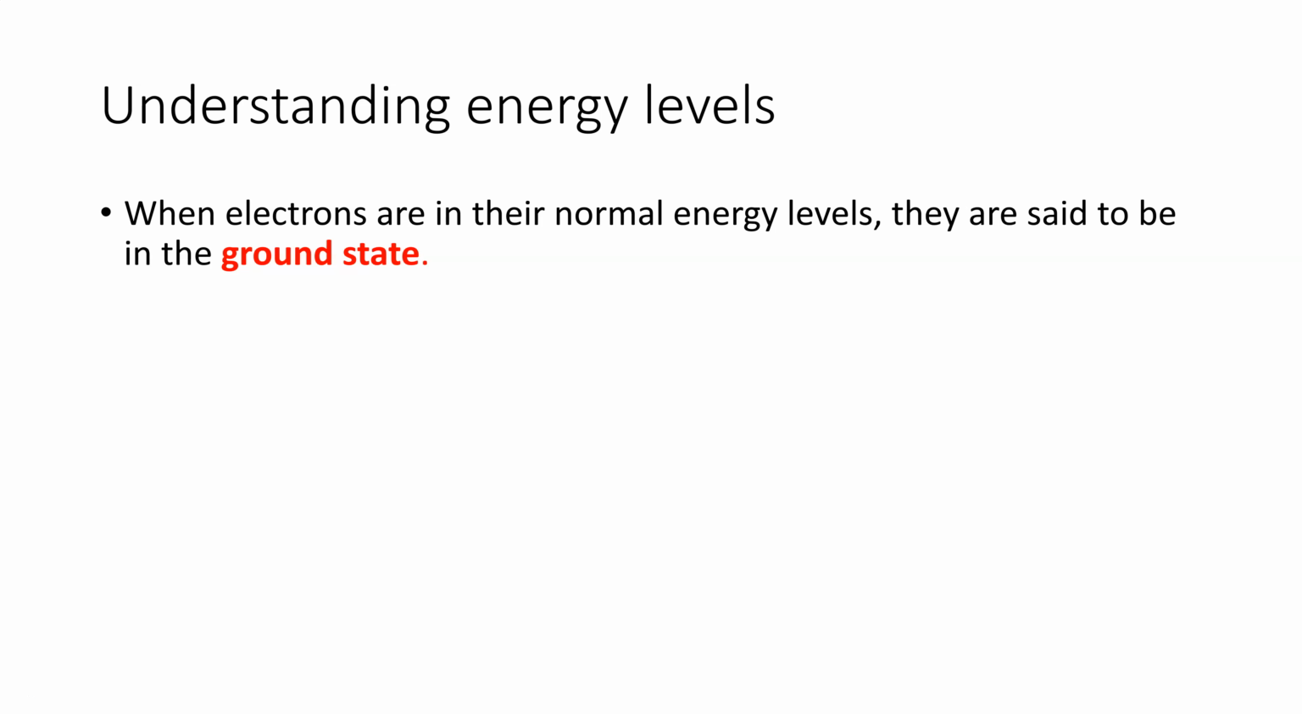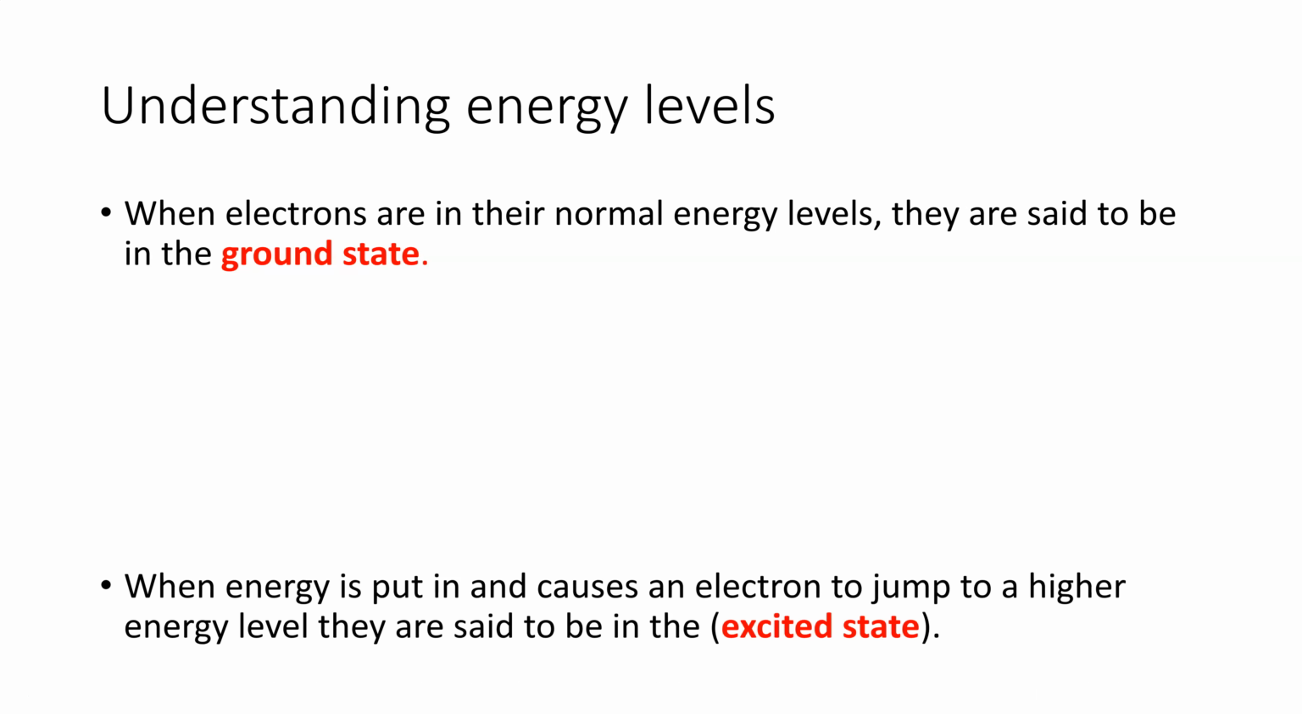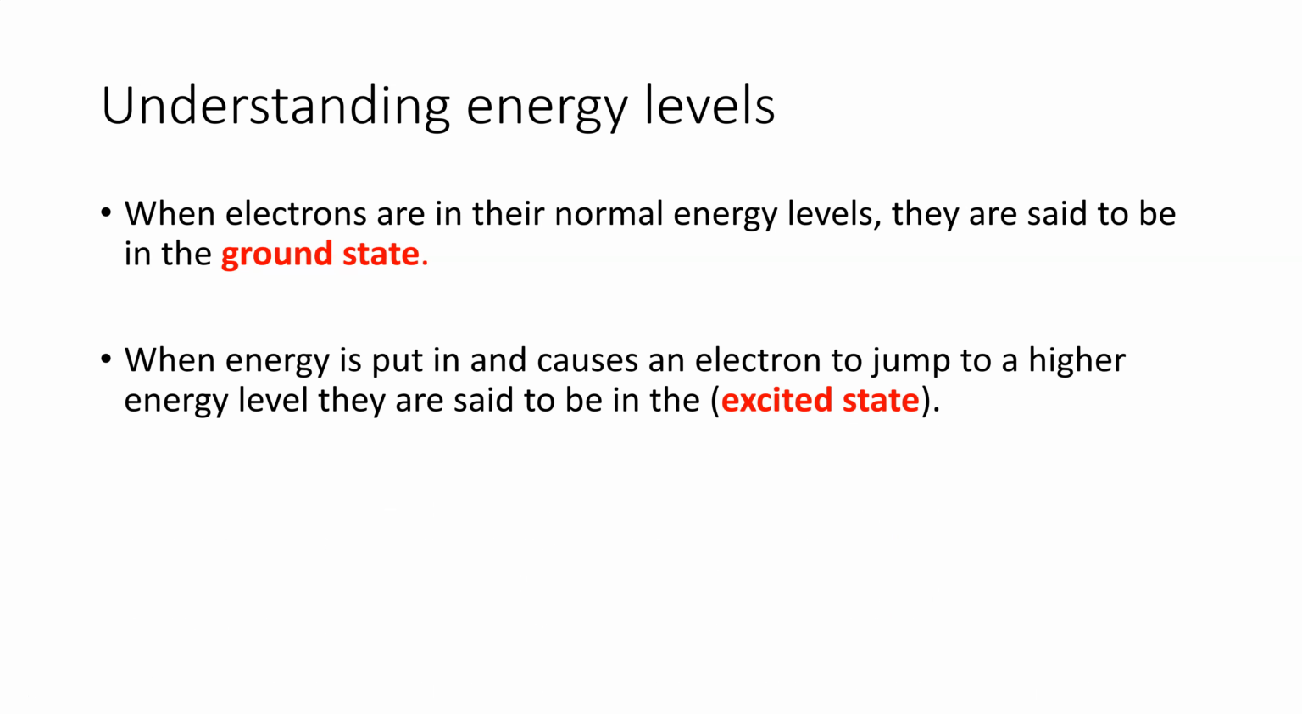So for example, hydrogen has one electron, it's going to be in the first shell. That's it. Helium has two, it's going to have two in the first shell. That's it. Lithium is going to have two in the first shell, one in the next shell. It keeps on going as you add more electrons. That's the ground state. When energy is put in and causes an electron to jump to a higher shell, you say it's excited. So what does that look like?